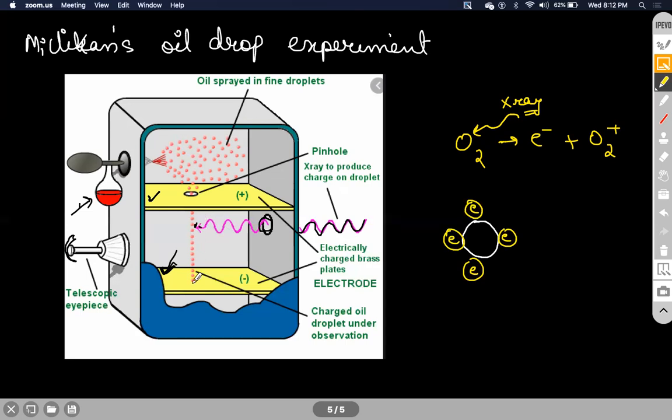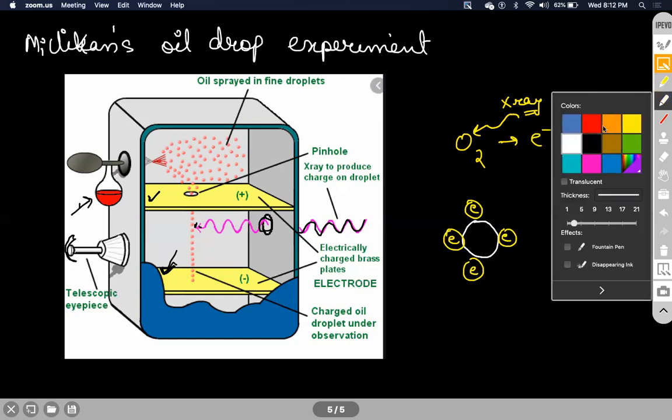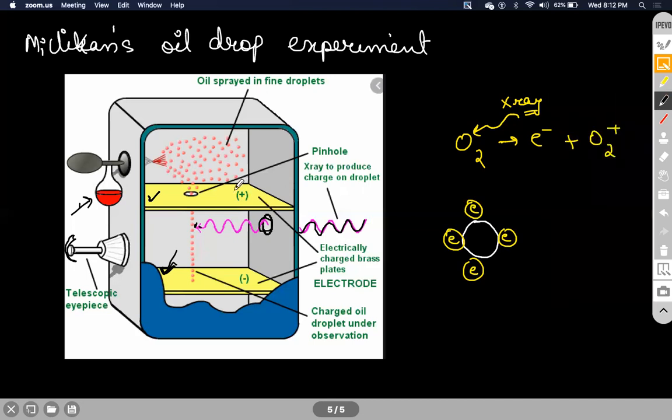Now this oil droplet is falling down due to gravity. But there is a positive plate of the battery. So when the oil droplet is about to fall, the electrons present on it will face an electrostatic force. In which direction? Any idea? Upward or downward? This oil droplet will face the force upward, the force due to the electric field.